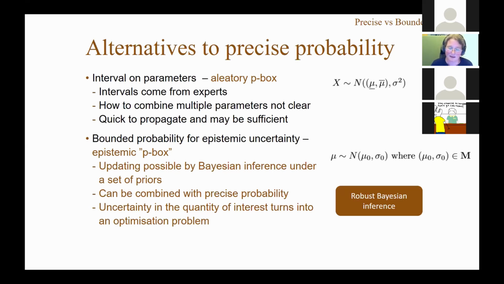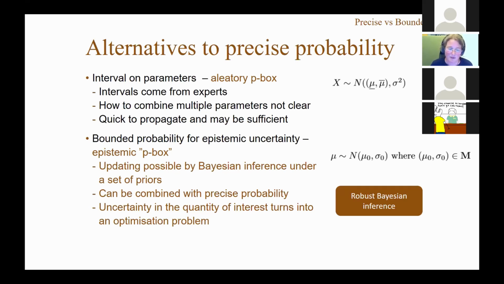And Matthias and I call this robust Bayesian inference. It's coming from the notion where you test whether your choice of prior has an influence, but the difference is that we keep the priors, we keep the set, and we just do inference under that set.